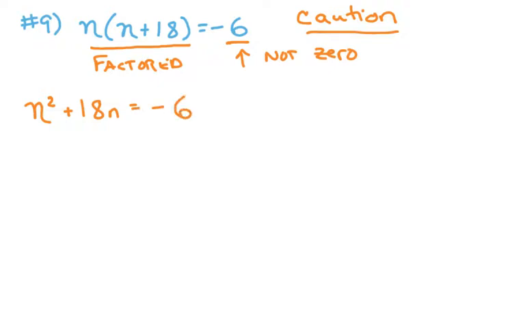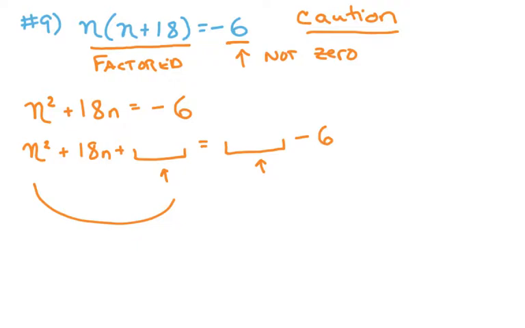Now we can complete the square. So let's rewrite this. N squared plus 18n plus something that we have to figure out equals that same number, minus 6. So remember, how do we figure out what this is? To turn the left-hand side into a perfect square, I need 1/2 times b squared. What is b? b is 18. So this will be 1/2 times 18 squared, which is what? This is 9 squared, right? 81.